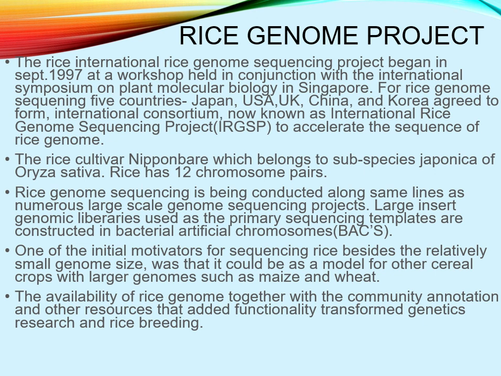This was predicated on rice's small genome size and the realization from molecular mapping, for example RFLPs, restriction fragment length polymorphism, of conserved markers and marker order. The availability of the rice genome, together with the community annotation and other resources that added functionality, transformed genetic research and rice breeding.